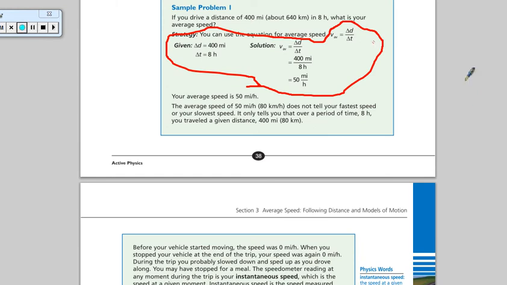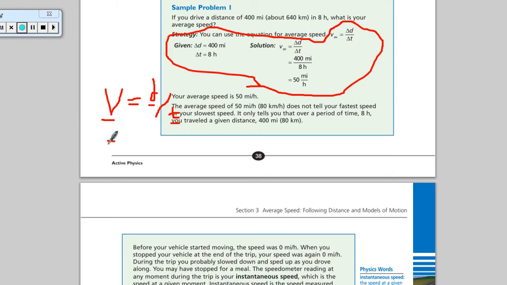Alright, so first of all, they give you some information here. We want to know velocity. So what we're going to do is write down V. V equals, what is it going to be equal to? We know a few different equations for velocity, but the only one that you guys know right now is velocity is distance divided by time. So we need to find out what the distance and the time are if we're looking for velocity. So we read the prompt. If you drive a distance of 400 miles in 8 hours, what is your average speed?